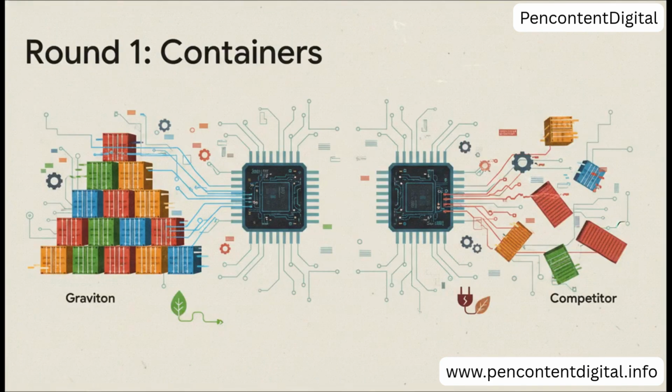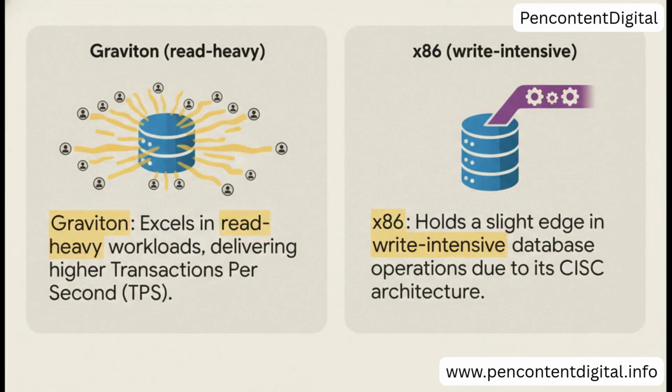So, in round one, with containers, a really clear pattern emerged almost immediately. The Graviton instances scaled way better. This is that RISC architecture in action, because its instructions are so simple they can be processed in parallel with incredible efficiency. It ended up managing more containers per CPU, which means you get way more throughput while using fewer resources. A clear win.